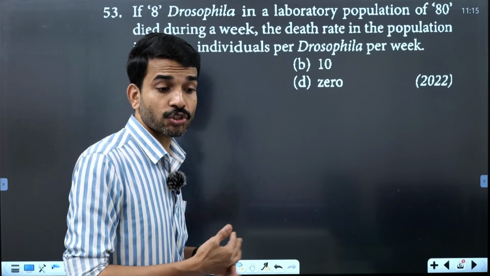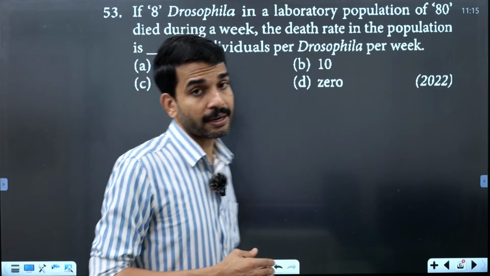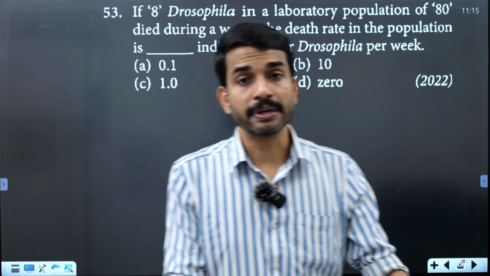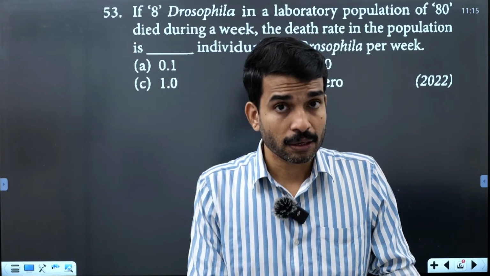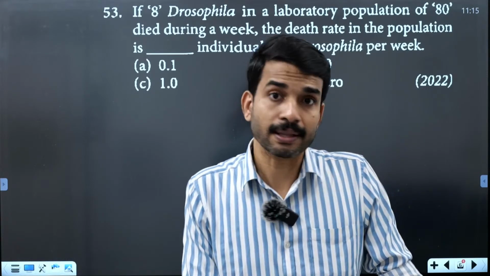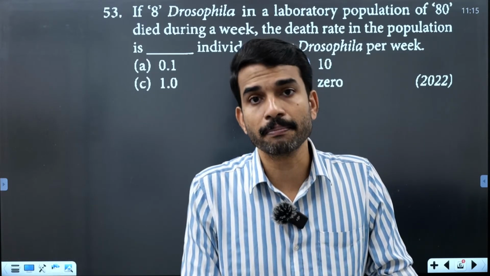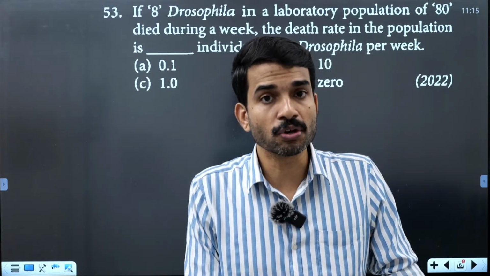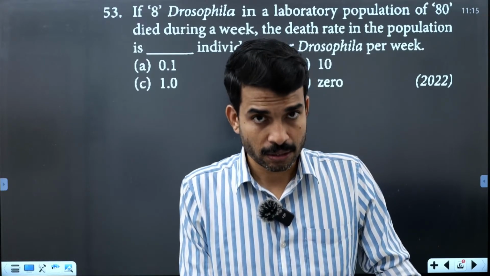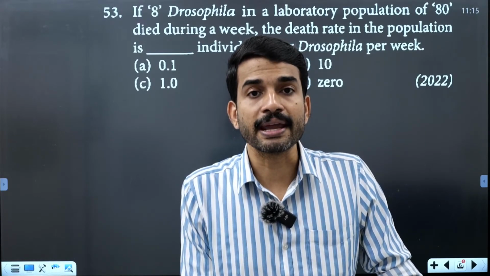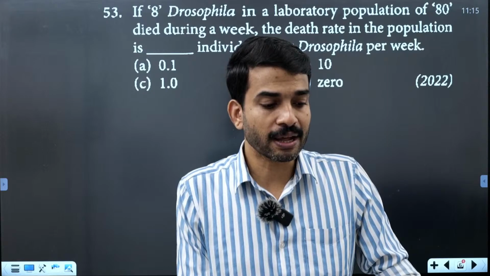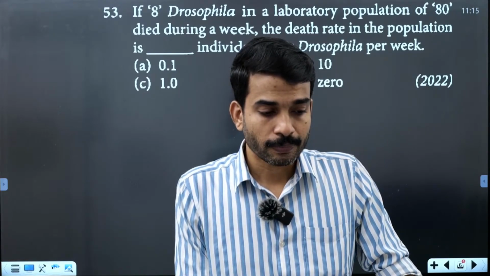So what's that equation? What is per capita death rate? Per capita death rate means changes in number with regards to the existing number. So here changes in number means 8. 8 members died out of 80, right? That means what? 8 by 80. So what would be the answer?